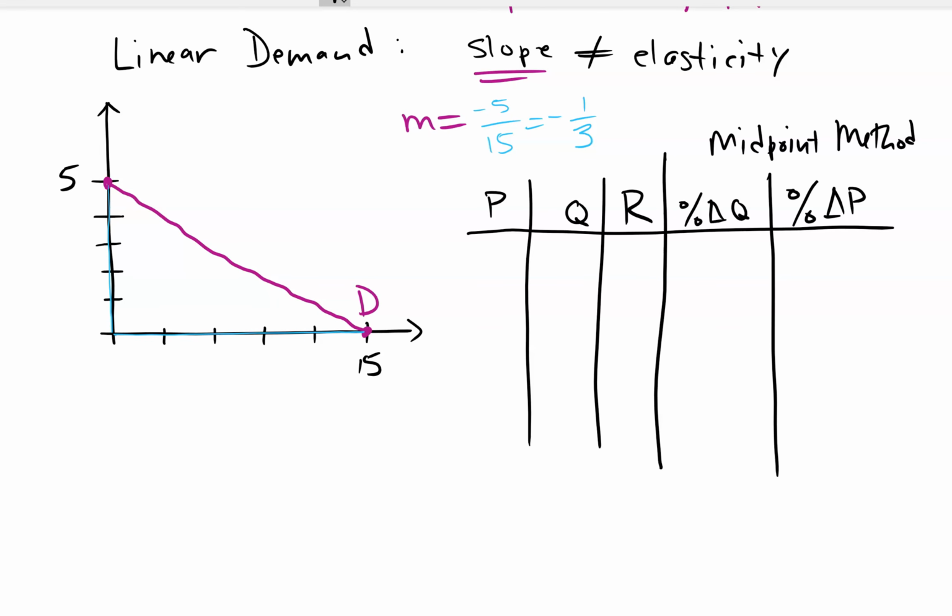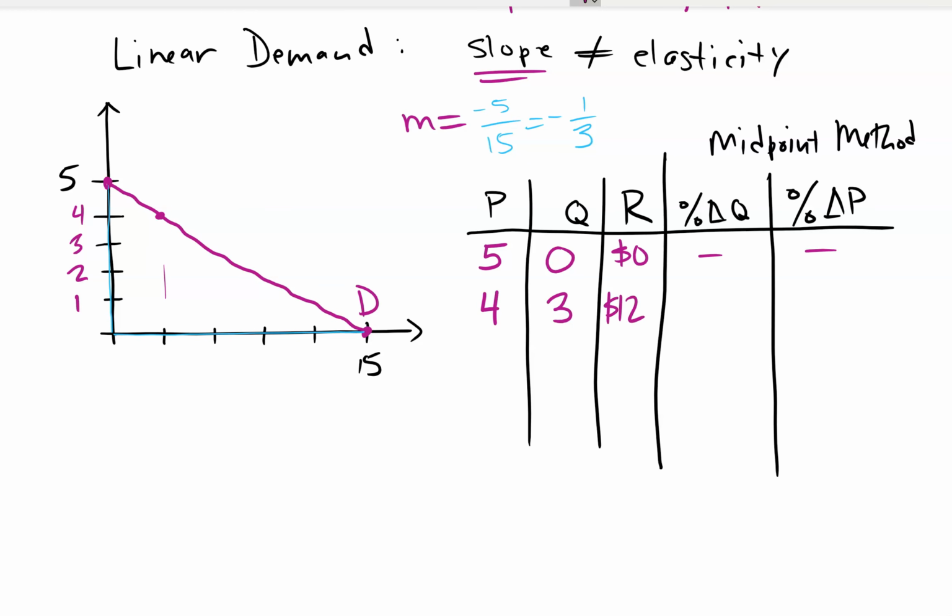I'm not going to show all the calculations just because that would be too time consuming, but you can go ahead and, as an exercise, double check them. So first, when the price is 5, quantity is 0. Of course, if quantity is 0, then revenue is 0. We can't calculate a percentage change because we didn't change from anywhere yet. Then when the price is 4, now the quantity is 3. So now our revenue is 12.